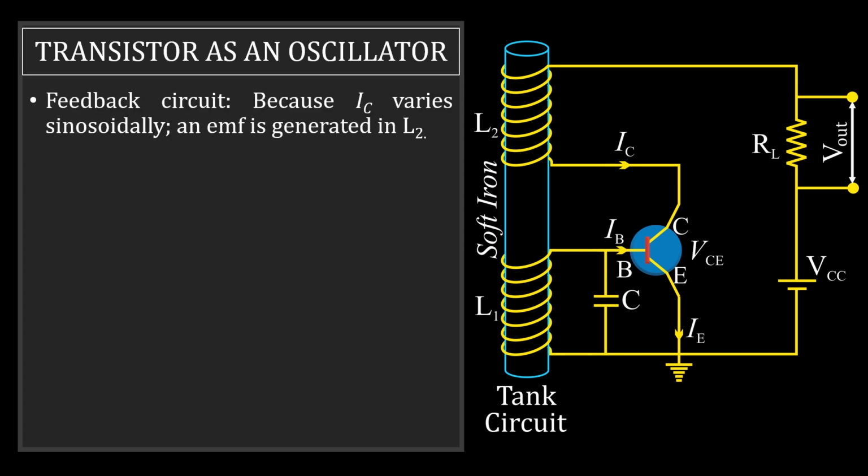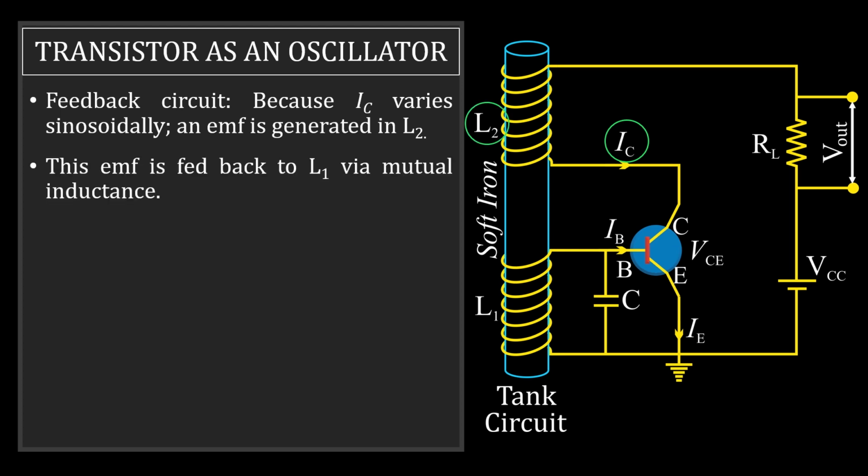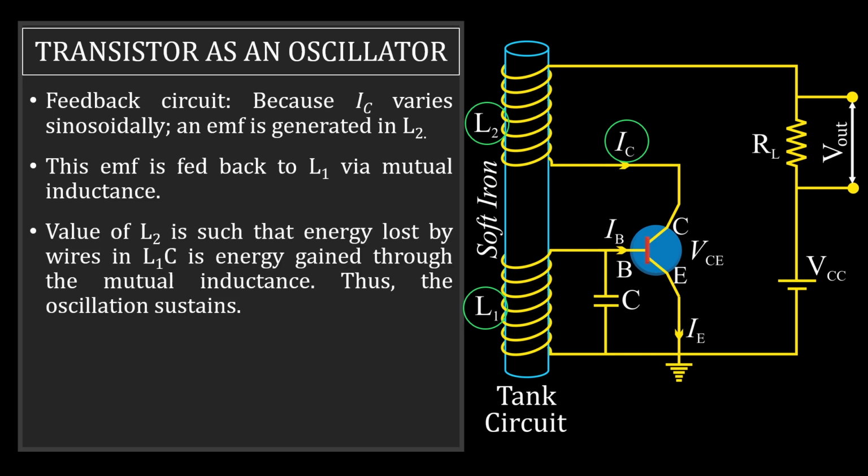Feedback circuit. Now what happens? This current IC oscillates sinusoidally. So an EMF is generated in L2, and this EMF is fed back to L1 via mutual inductance. And if I am able to set the value of L2 in such a way that the energy lost by the wires in this L1C is the energy gained through the mutual inductance, then the oscillation will sustain. And that is the feedback circuit.